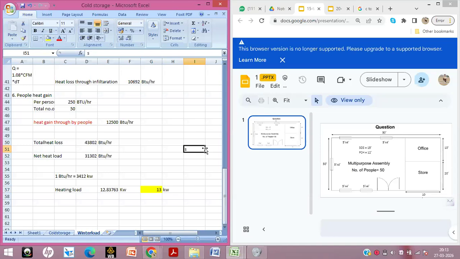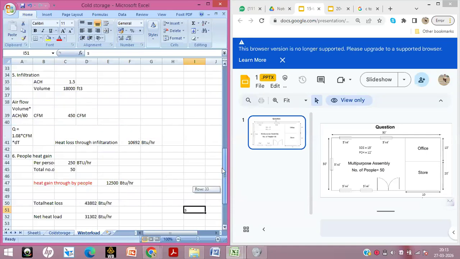you have calculated infiltration from the formula ACH and the volume, right? I think there is another formula you have already taught us, that is CFM equals CFM per person into number of people, or CFM per square feet into area, right? Yeah, that also we can calculate. If you have volume into ACH divided by 60, using that also we can calculate.